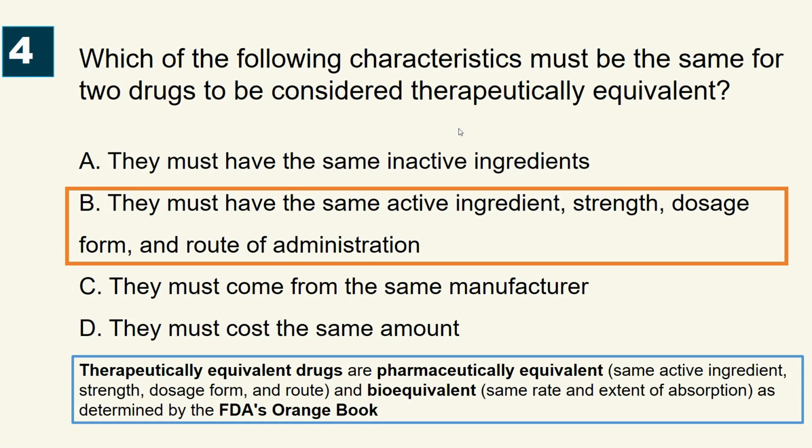They must have the same active ingredient, meaning the same chemical structure, everything exactly the same. They also have the same strength. If it is 10 milligrams, both of them have to be 10 milligrams. Same dosage form, such as if it is an oral tablet, both have to be oral tablets. Same route of administration. And they also have to be bioequivalent. Generally you find the bioequivalence of drugs in the reference called FDA's Orange Book.